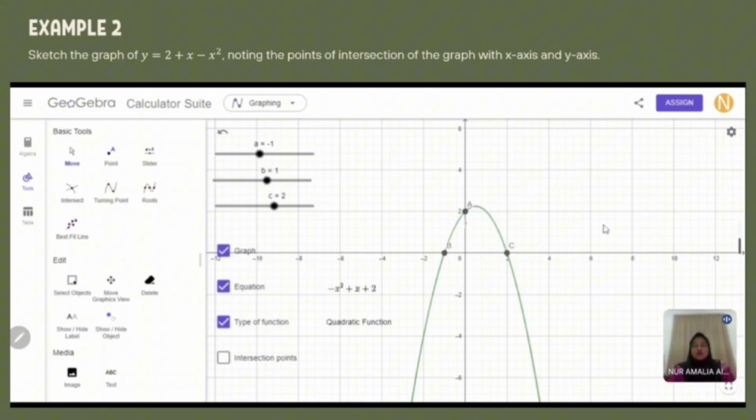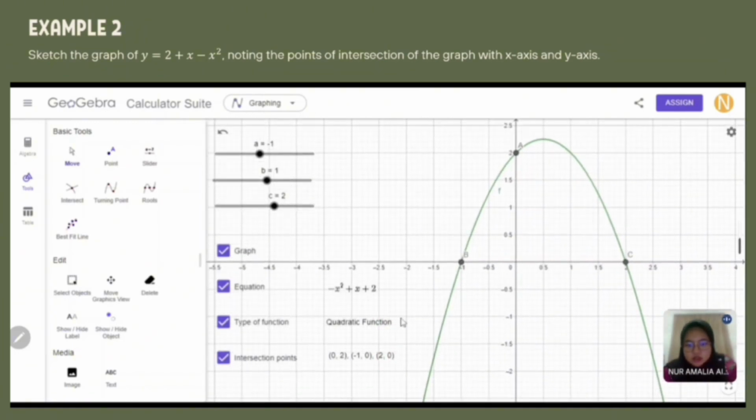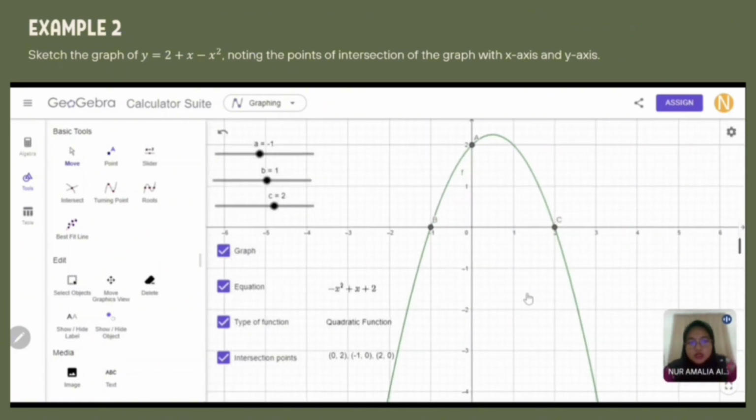So how do we look for their intersection? As you can see here, we can find it easily by using GeoGebra. The first intersection is 0, 2, when x is 0 and y is 2, and the second one is y 0, the x is -1, and y 0, the x is 2. So here is the way to use GeoGebra in finding the graph of a function.